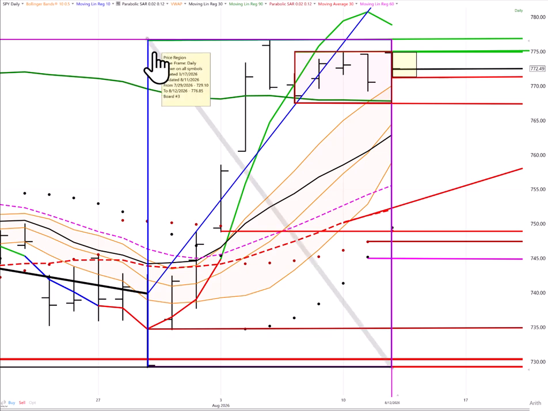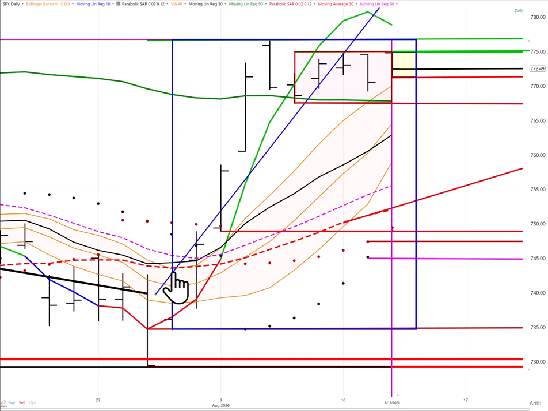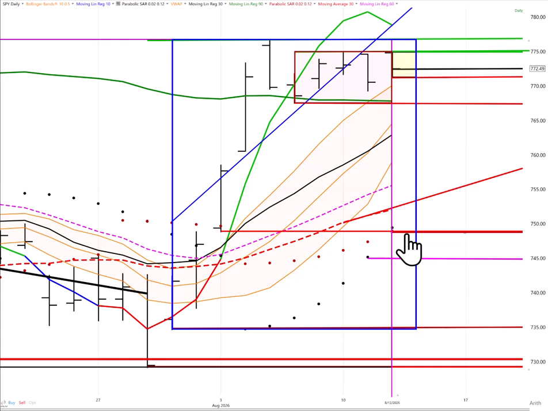The 10-period look back. The 10-period regression line. The 10-period low doesn't change. It'll change tomorrow. The two PSARs, the 30 and the 10.